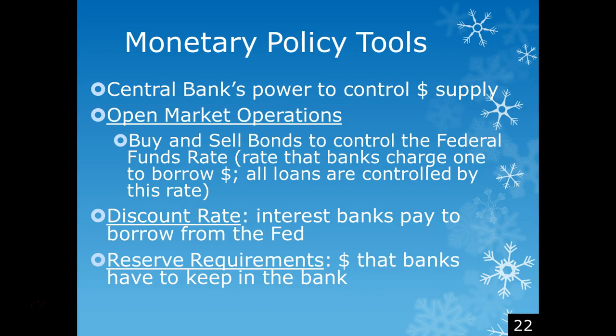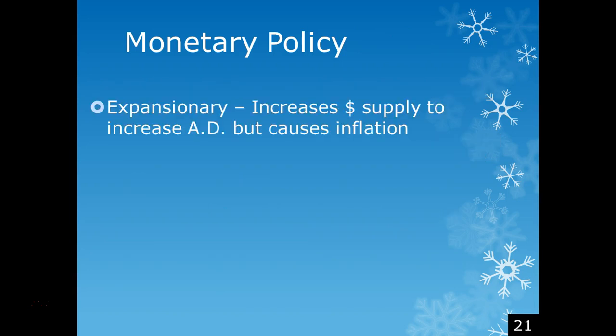Reserve requirements are the money that banks have to keep in the bank and are not allowed to loan out. So the Federal Reserve can control these 3 things to try to decide how much money is able to be lent out into the economy. Let's talk about what each one does.